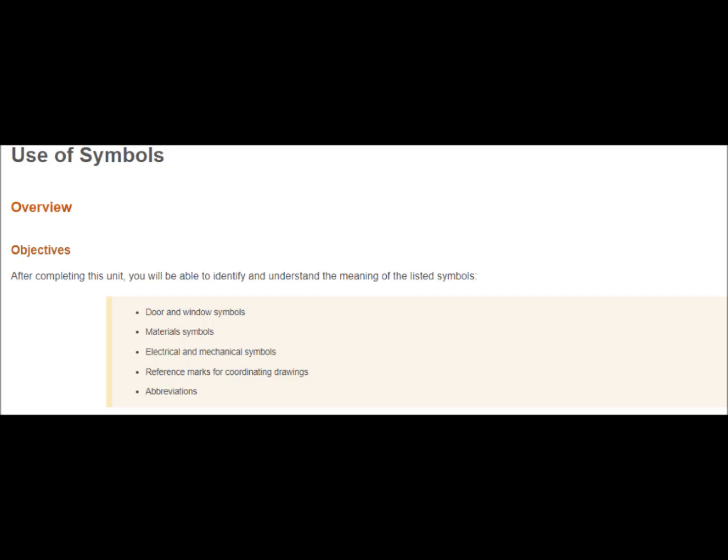After completing this unit, you will be able to identify and understand the meaning of the listed symbols. Door and window symbols. Materials symbols. Electrical and mechanical symbols. Reference marks for coordinating drawings. Abbreviations. Door and window symbols.